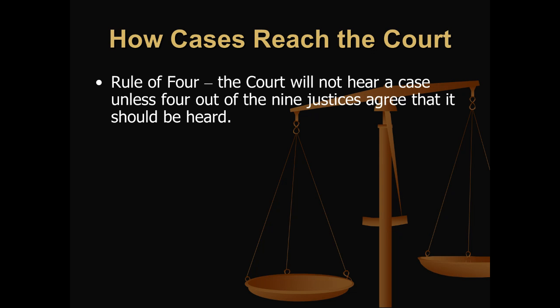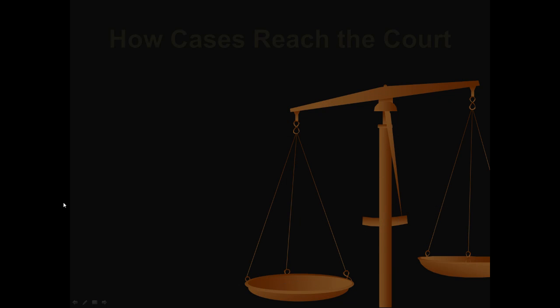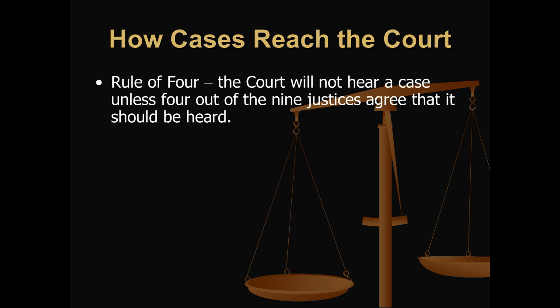All right, the rule of 4. So there's 9 justices. If 4 of them say, "Hey, let's hear this case," boom, they hear that case. So that's how they get to this pass number right here. They get to that 200 number right down in the bottom corner here. Yeah, right there. They get to that 200 number by saying, "Hey, if 4 of us want to hear this case, we're going to hear it."